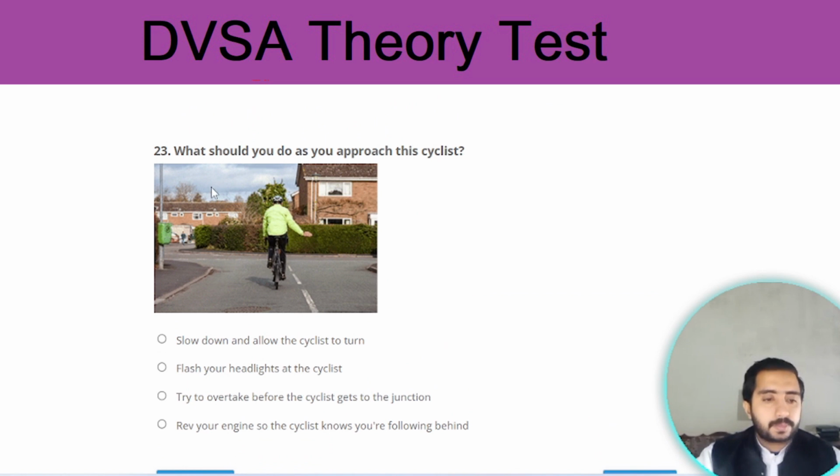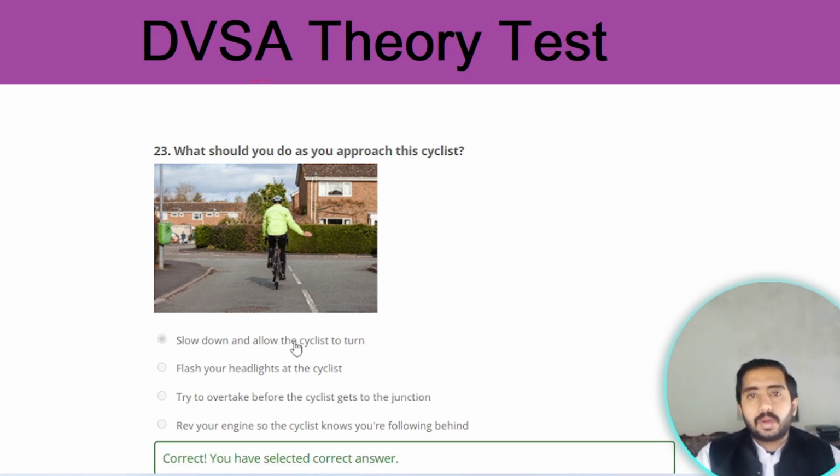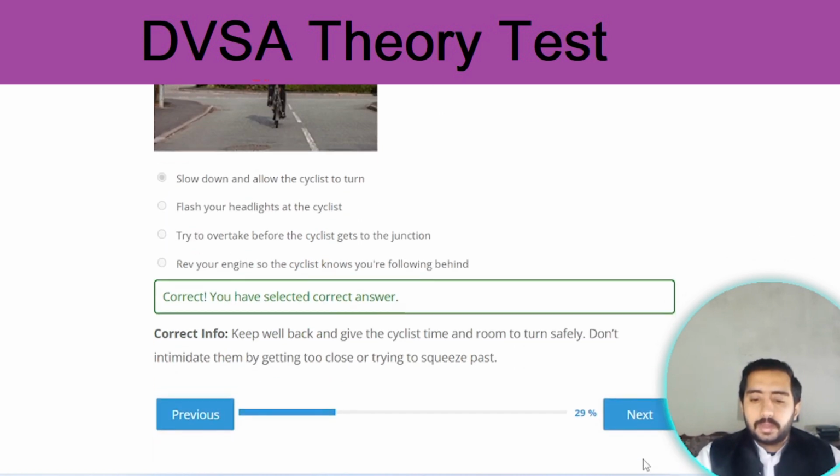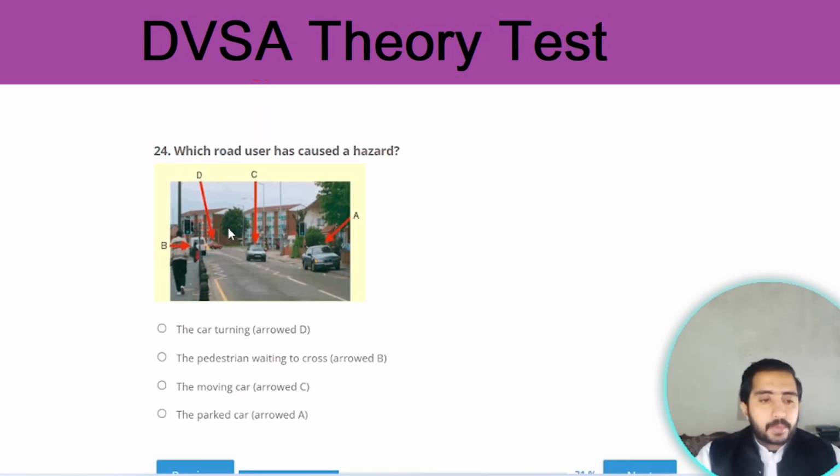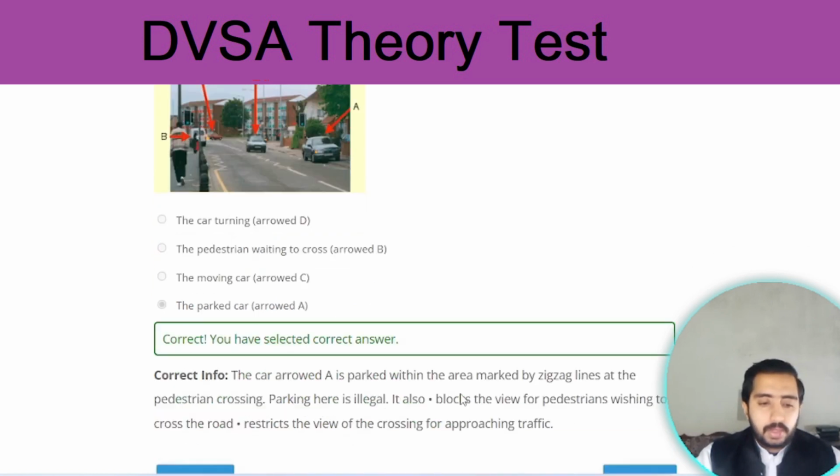Next question. What should you do as you approach this cyclist? In this case, you need to slow down and allow the cyclist to turn their cycle. Option A is the correct one. Next question. Question number 24. Which road user has caused a hazard? Option B, the parked car with the arrow A. Next one.